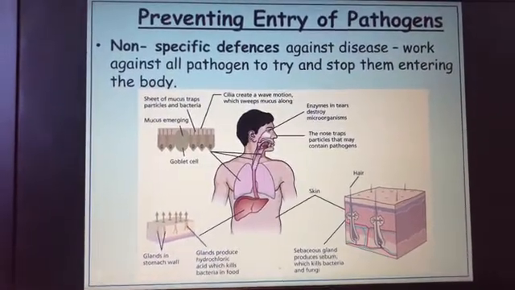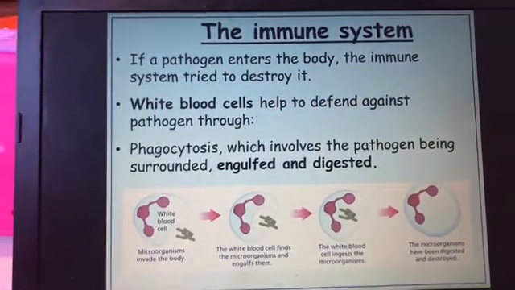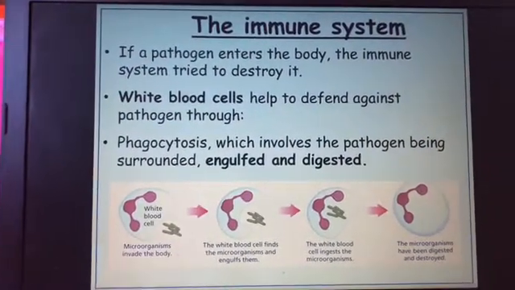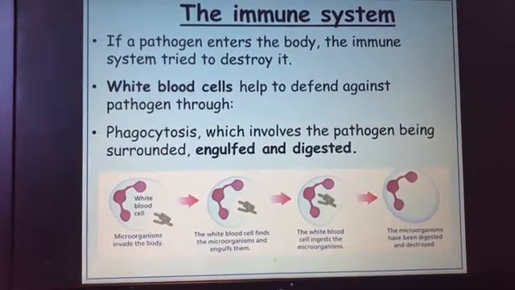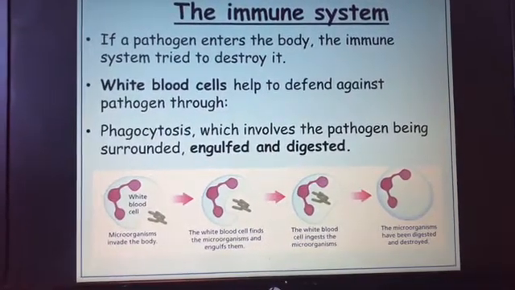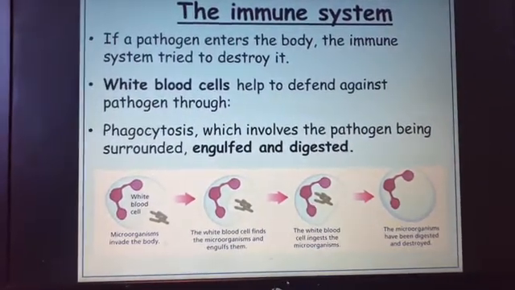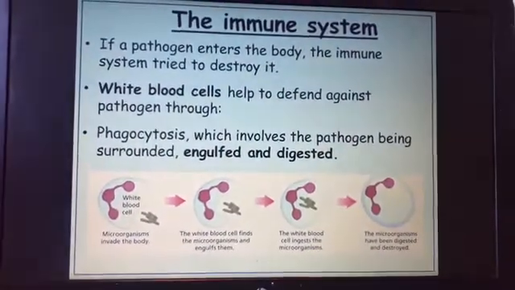If the pathogen managed to get through all those defences and got into the bloodstream, then your white blood cells would help to defend against pathogens. And white blood cells can do one of three things. They can do phagocytosis, where they engulf the pathogen, they can release antibodies, or they can release antitoxins.